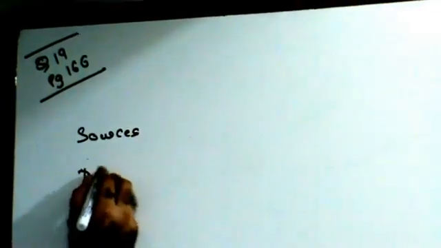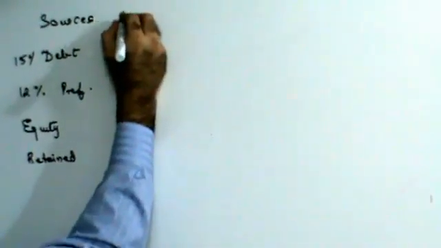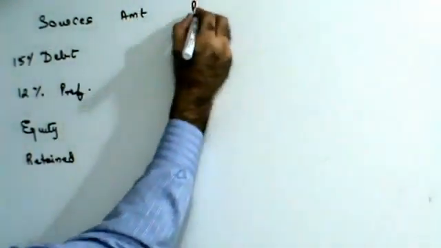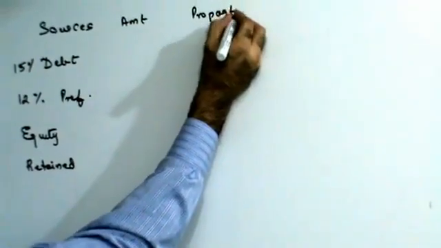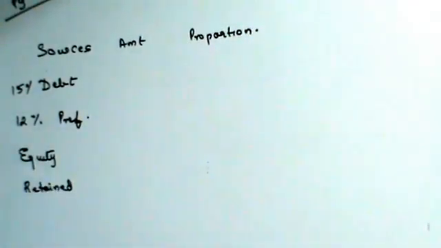They have given you that debt, 15% debt. Then you have 12% preference, and then you have equity share capital, and you have retained earnings. Okay, these are your sources of capital. Amount, proportion. Okay, they've given you that total is 75 lakhs.